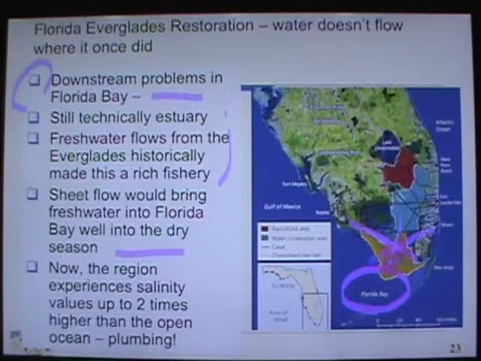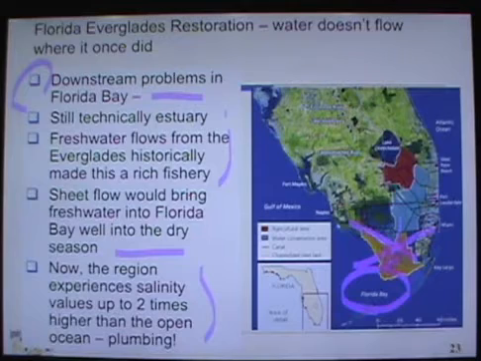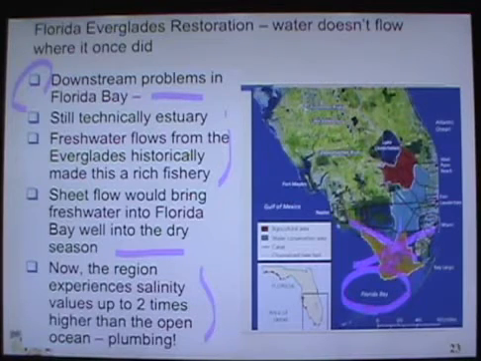Now we don't have this. Salinity can get up to twice as high as in the open ocean because we've broken the plumbing. We broke pipes, so to speak. So we've channelized a lot of things. Too much salt.